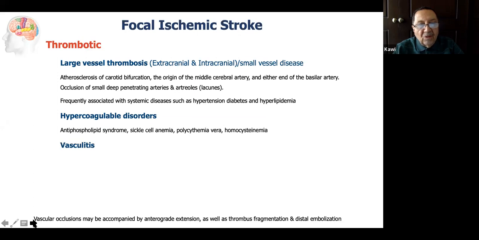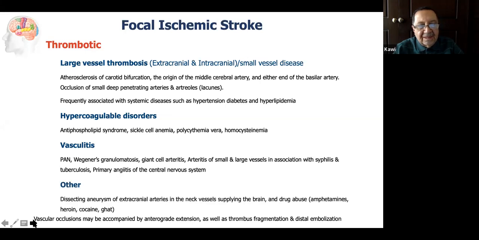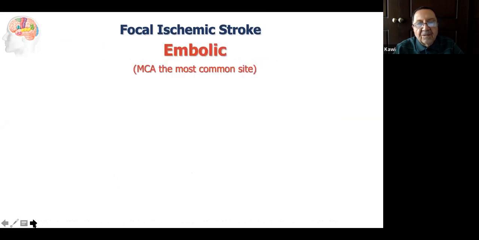Vasculitis is inflammation of the walls of the blood vessel, and it may predispose to thrombosis, like polyarteritis nodosa, Wegener granulomatosis, giant cell arteritis, which was called in the past temporal arteritis, and so on, or infections that cause inflammation around the blood vessels in the subarachnoid spaces and cause occlusion, and others such as dissecting aneurysm in the extracranial arteries or in the neck vessels that supply the brain, and drug abuse that affect the blood vessel by constriction, such as amphetamine, heroin, cocaine, and GAT, which is commonly abused in Yemen.